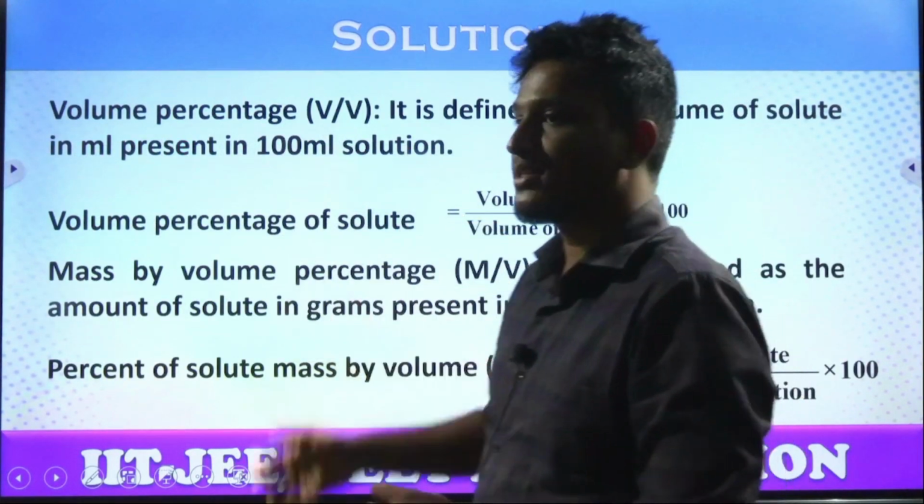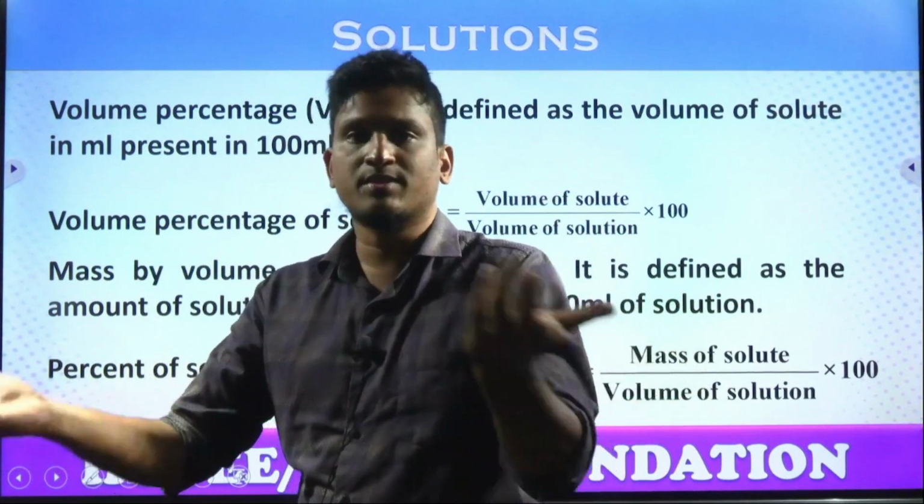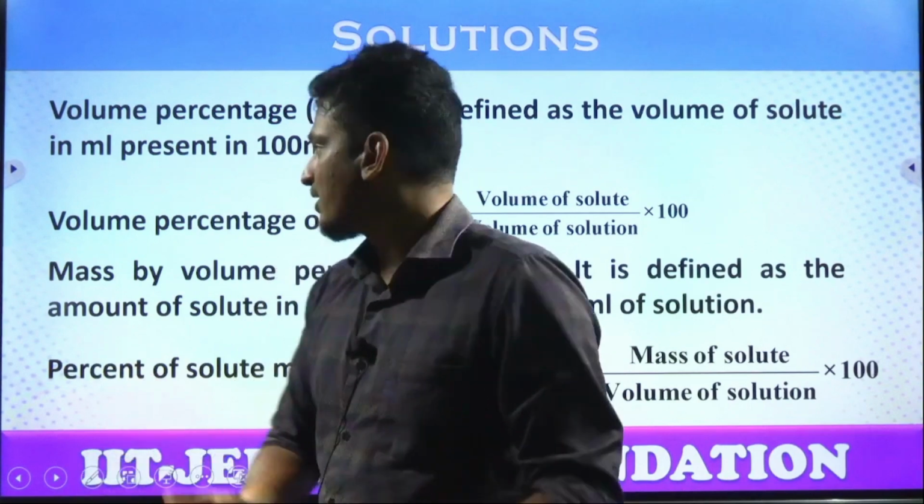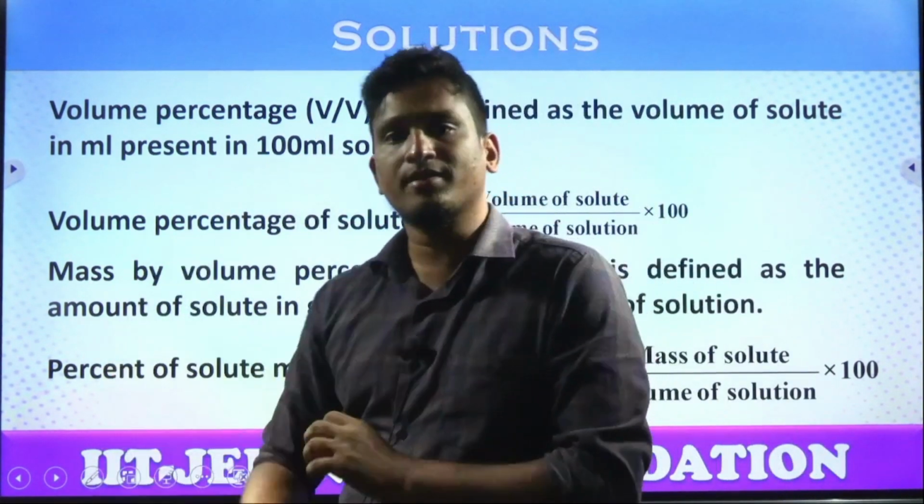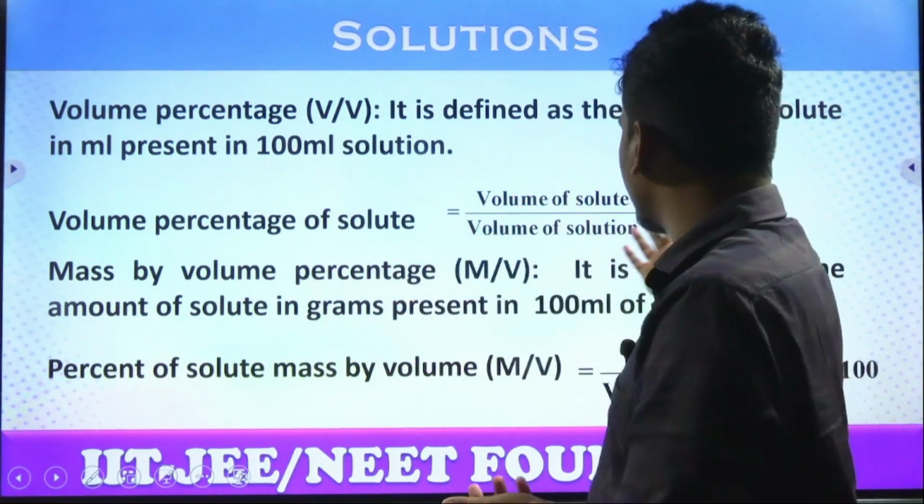Next, volume percentage. The same expression, if you want to express it in terms of volume. Volume, you already know, is the space occupied. It is generally expressed in decimeter cube, liters or ml. That is a volume expression. It is defined as the volume of solute present in 100 ml of a solution. So volume percentage equals volume of solute by volume of solution into 100.